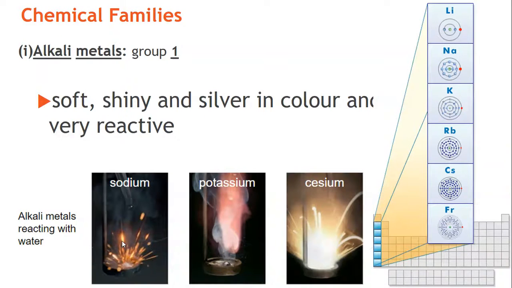So group number 1, way on the left-hand side of your periodic table, this family is called the alkali metals. And the alkali metals tend to be soft. Well, they're metal, so they're shiny and silver in color, and they are very, very reactive. Okay, francium is the most reactive of the alkali metals, although lithium is pretty reactive as well, as is sodium, potassium, rubidium, and cesium. These are all very, very reactive metals.